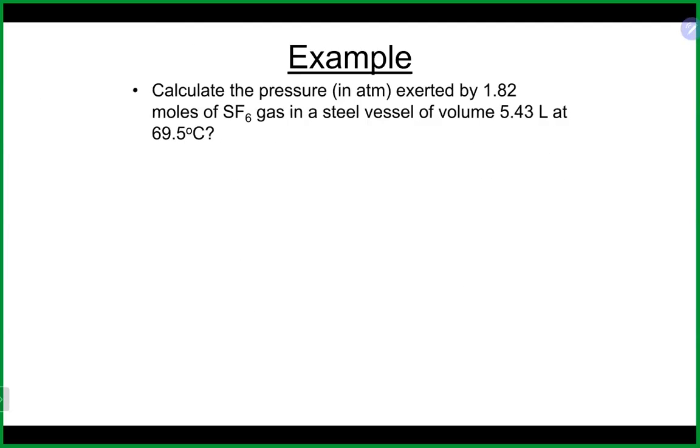Okay, let's take a look at one. Calculate the pressure in atmospheres exerted by 1.82 moles of SF6 gas in a container that has 5.43 liters at 69.5 degrees Celsius. Let's see what you come up with here.